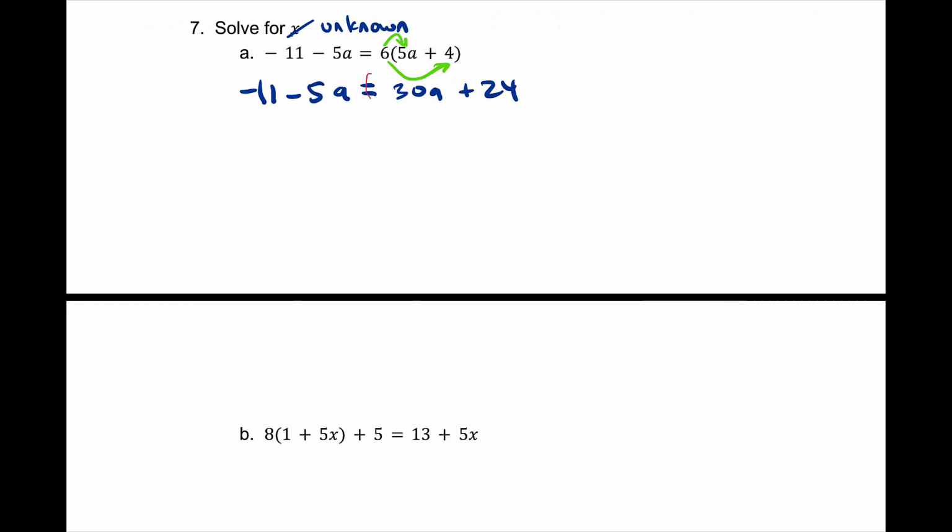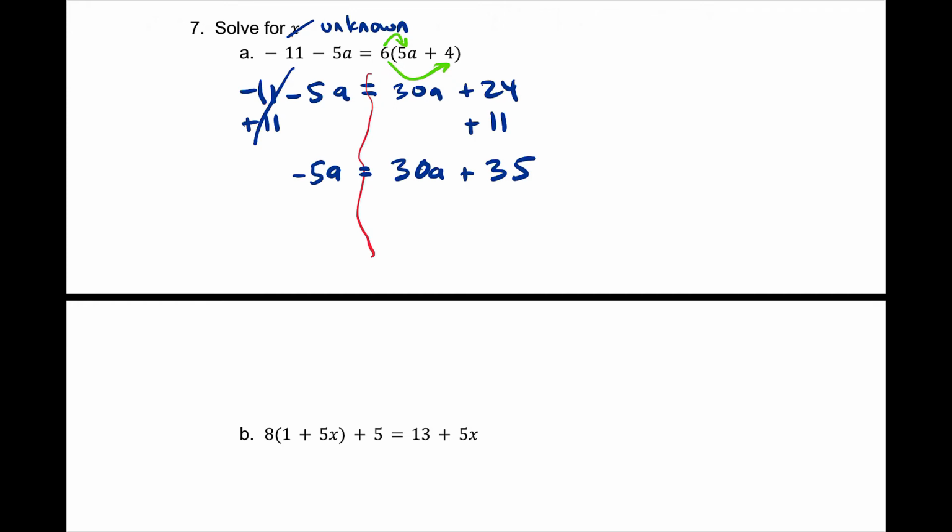So again, here's our equal sign, and let's start moving the a's to the left and just the constants to the right. So I'll start with this 11. Because there's a negative 11, I'm going to add 11. That's going to cancel those, so that becomes 0, so it's no longer there. But to keep things balanced and equal, if I add 11 to the left side, I need to add 11 to the right side. So now what I'm left with is negative 5a's equal these 30a's plus 35.